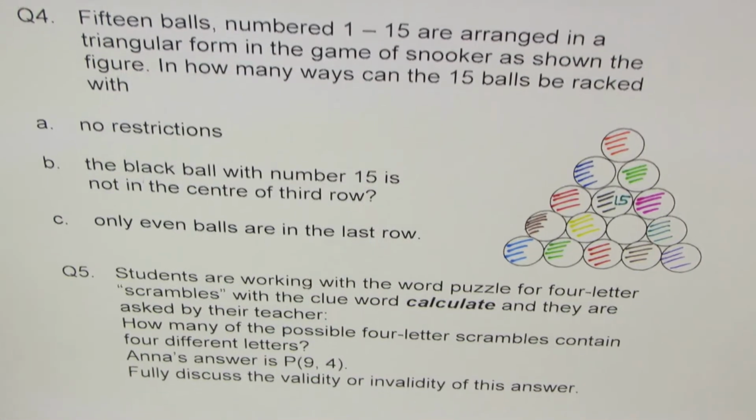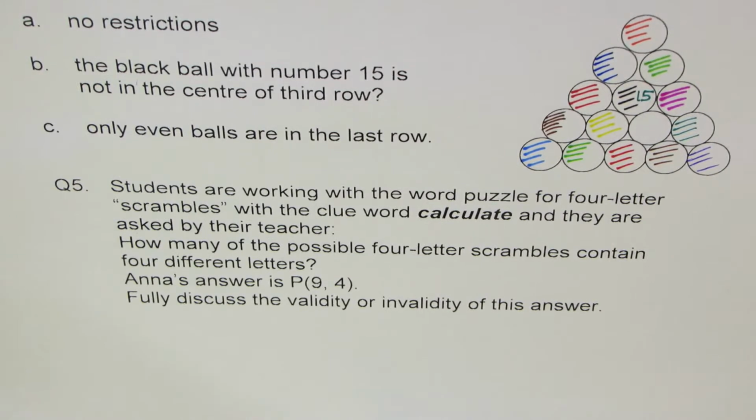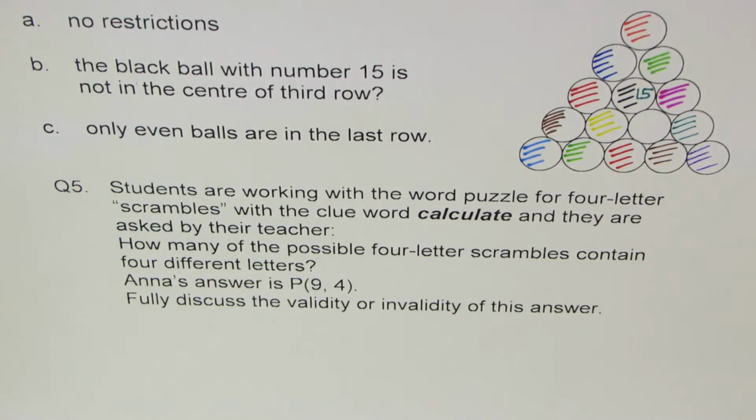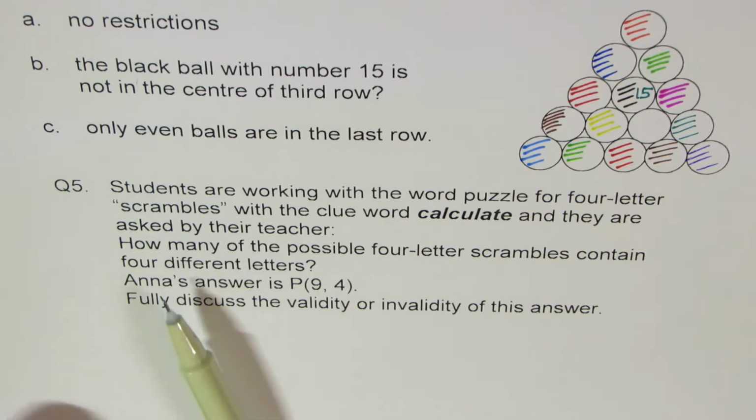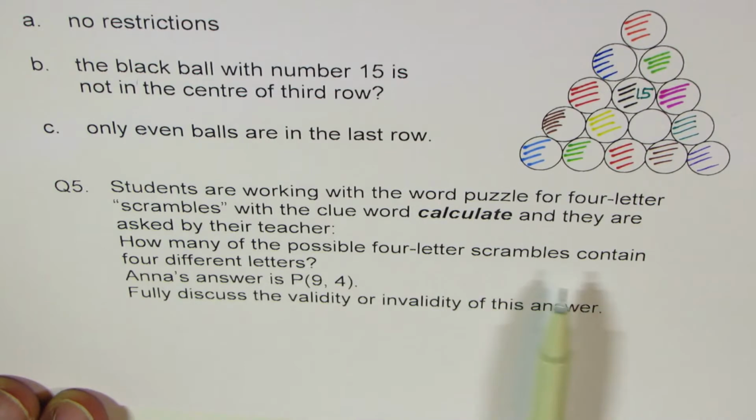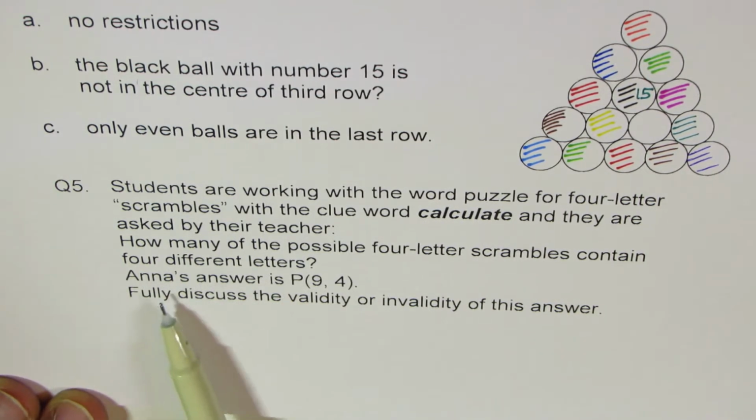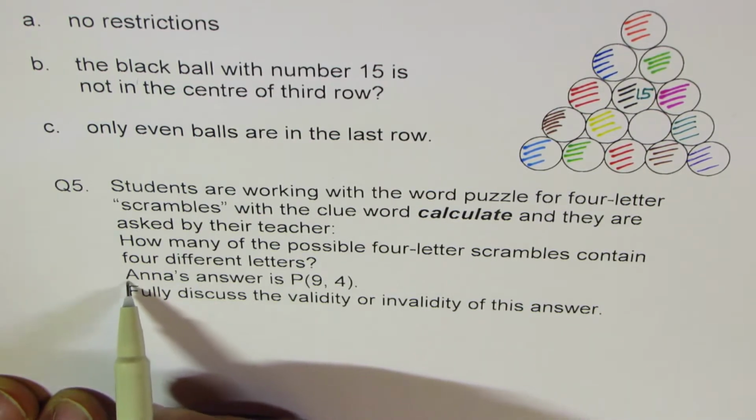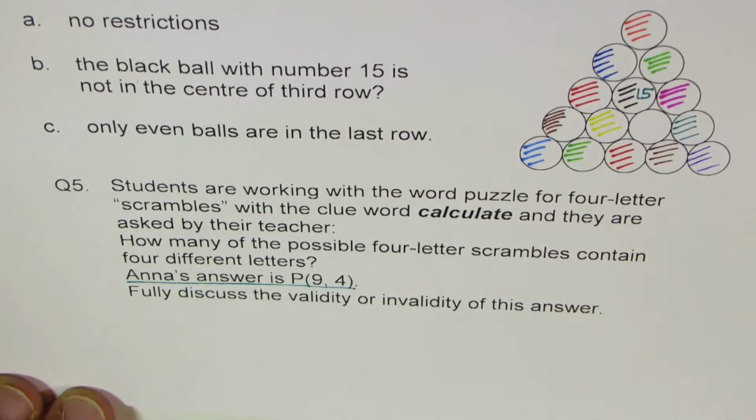Now the last question here is question number 5, which is a communication question. It says, students are working with a word puzzle for 4-letter scrambles with the clue word calculate, and they are asked by their teacher, how many of the possible 4-letter scrambles contain 4 different letters? Anna's answer is P94. Fully discuss the validity or invalidity of this answer, right? So concentrate on this answer, which is P94.